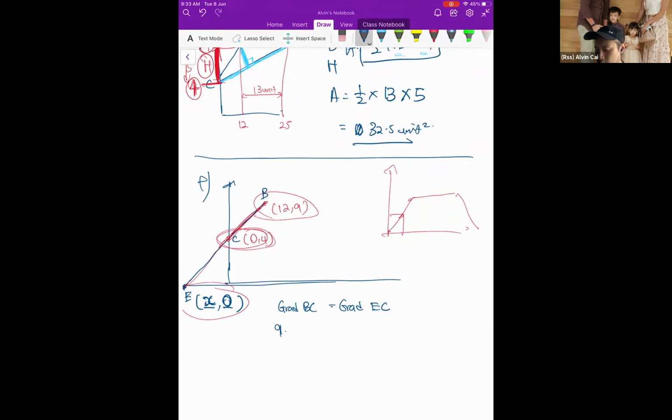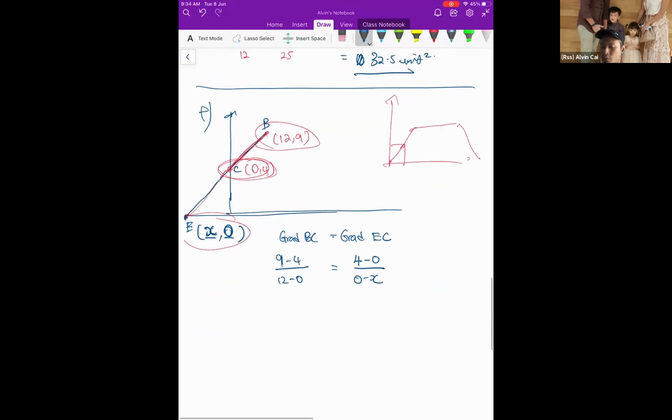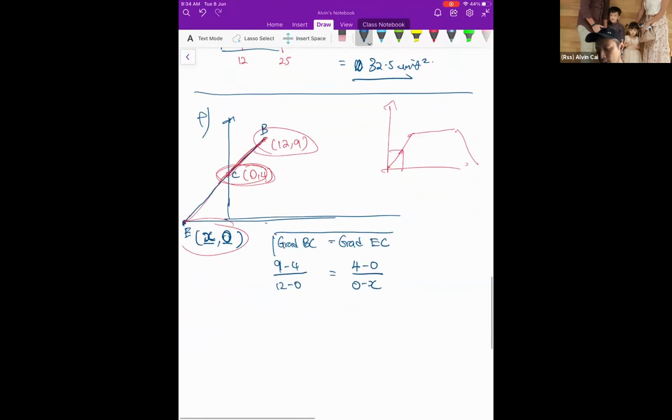So I'm going to write down: (y1 minus y2) over (x1 minus x2) must be equal to the gradient of y1, which is (4 minus 0) over (0 minus x). So straight away we can put them together, and we can solve this.